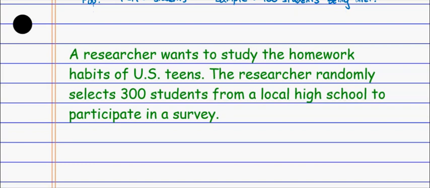In this one, a researcher wants to study the homework habits of U.S. teens. The researcher randomly selects 300 students from a local high school to participate in a survey. Once again, the population, the thing that we want to gather information about, is the homework habits of U.S. teens. So teenagers across the United States are the population that we're trying to investigate.